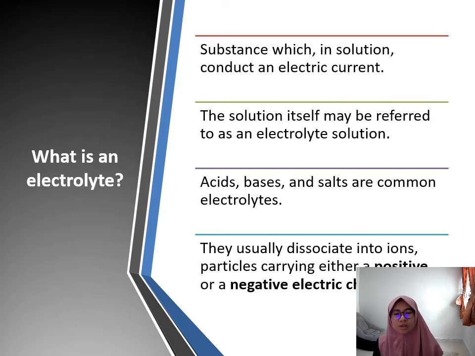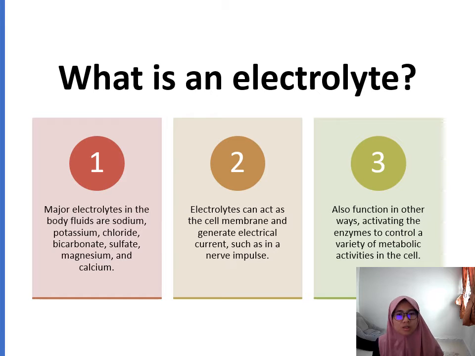Okay, so they usually carry ions, whether positively or negatively charged. Major electrolytes in our body are sodium, potassium, chloride, bicarbonate, sulfate, magnesium and calcium. As for the function of electrolytes, they can generate electrical current such as nerve impulses, and they can also activate enzymes to control a variety of metabolic activities in our cells.